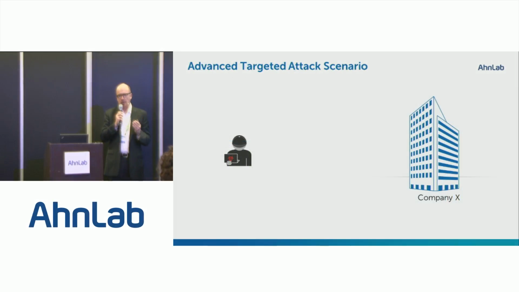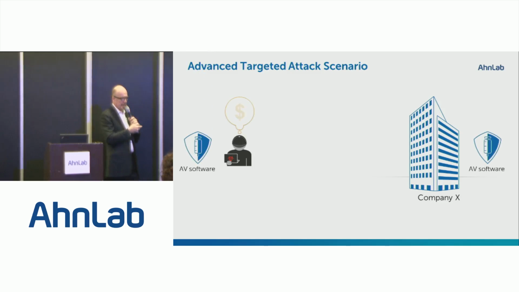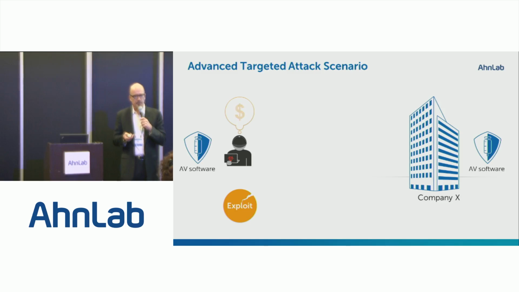Let's assume a hacker is targeting company X for financial gain. The hacker will first install the same antivirus software on his or her computer as the one that's used by company X, in order to look for and exploit mechanisms that the AV software cannot detect. The hacker will then start writing the shell codes that will perform malicious activity, such as stealing information or locking and destroying the target system.